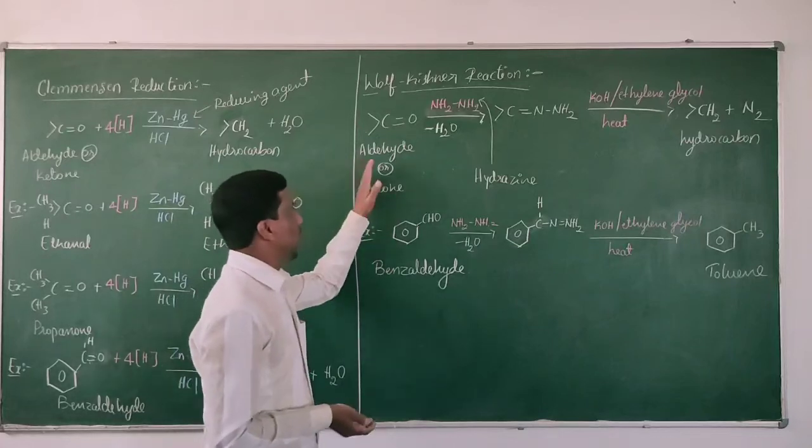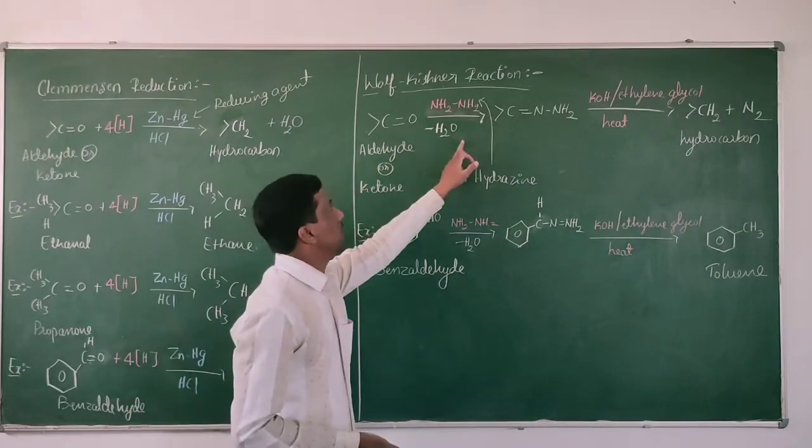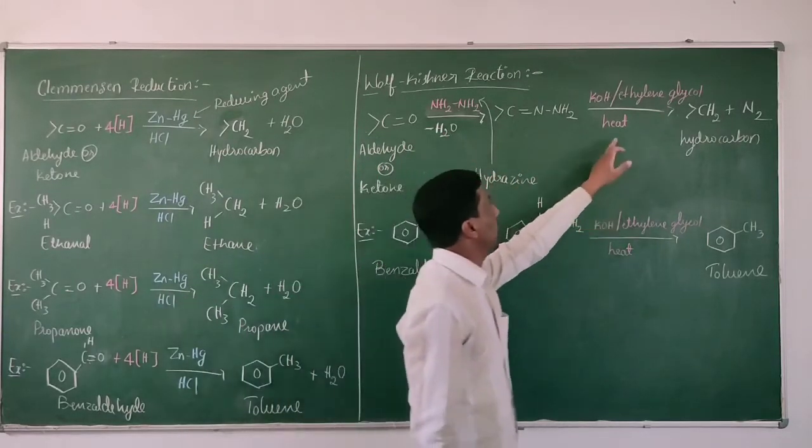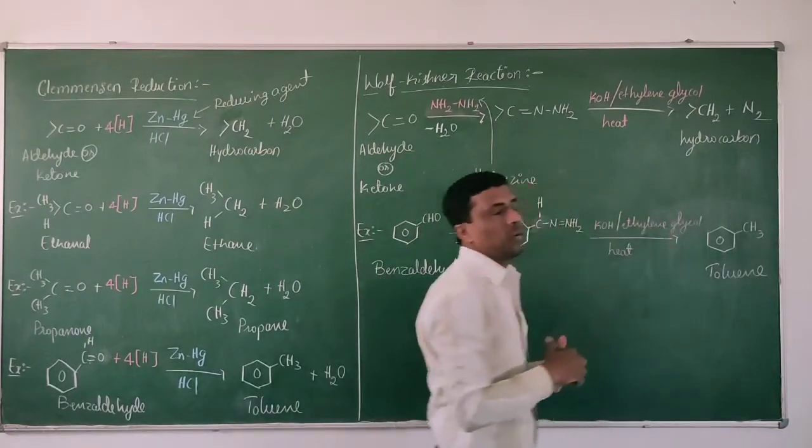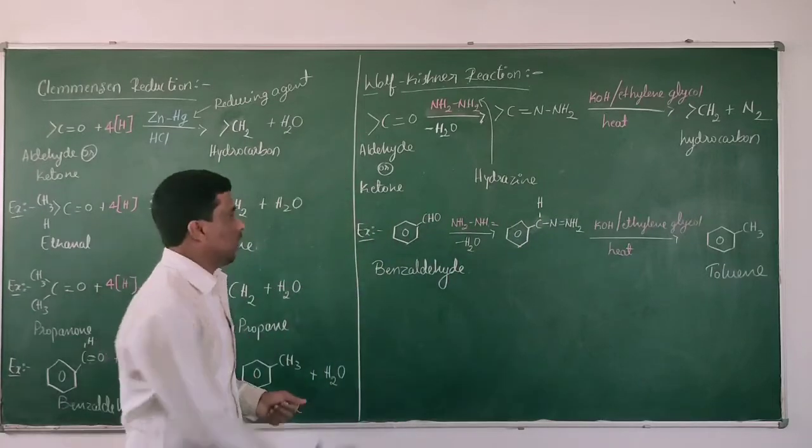What do you write? When an aldehyde or ketone reacts with hydrazine followed by heating with potassium hydroxide in ethylene glycol, hydrocarbon is formed.